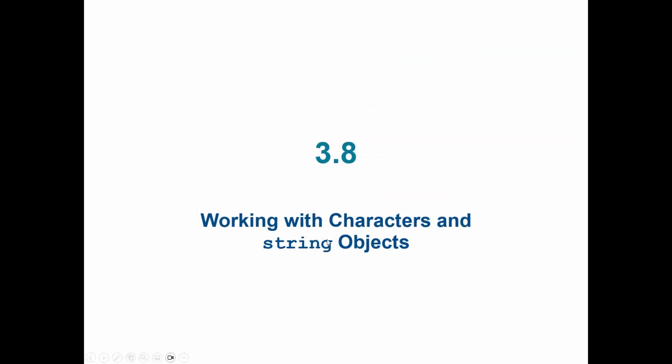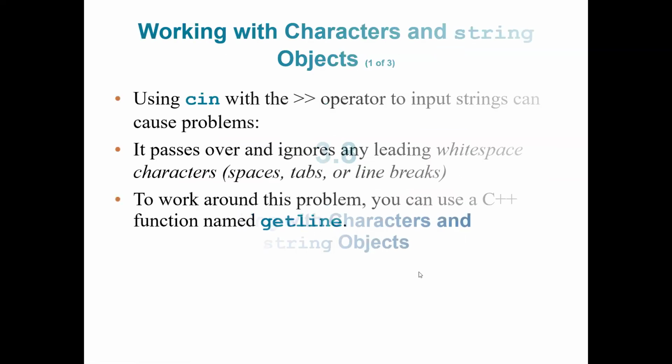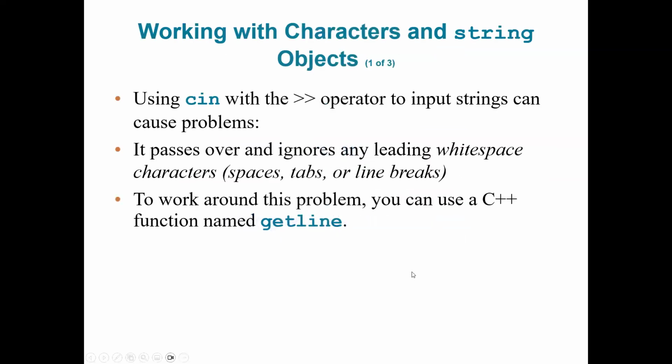So next, working with character and string objects. Here we can use cin with the double right arrow operator to input strings, but this can cause problems. Using cin with the double right arrow operator to input strings passes over and ignores any leading white space. It ignores it.